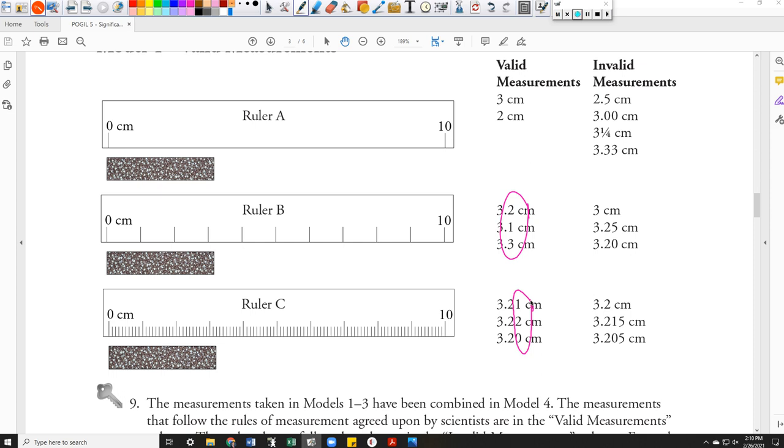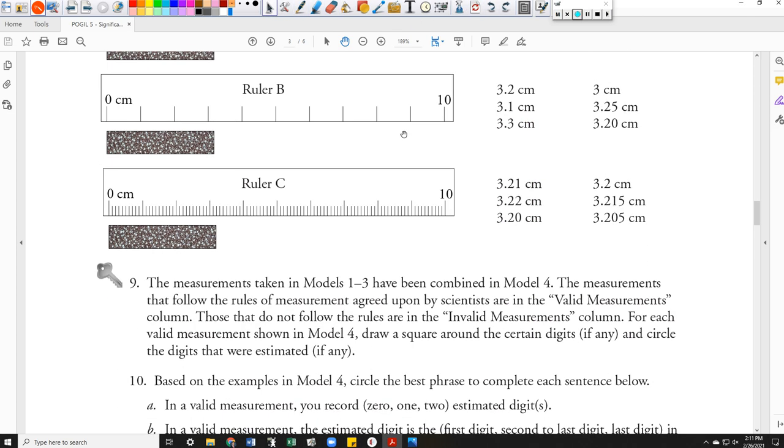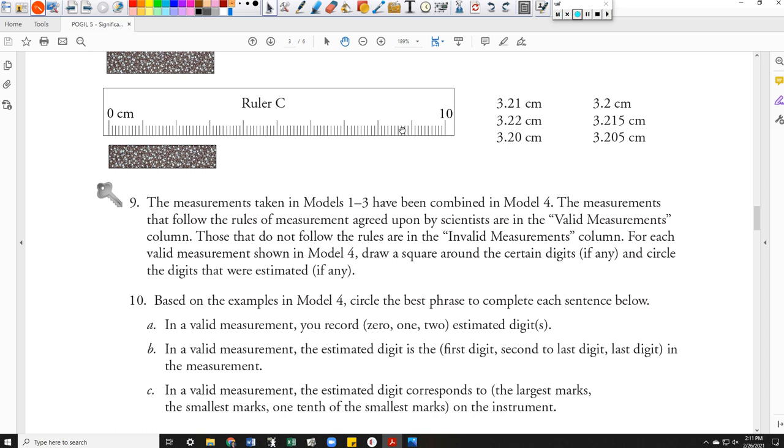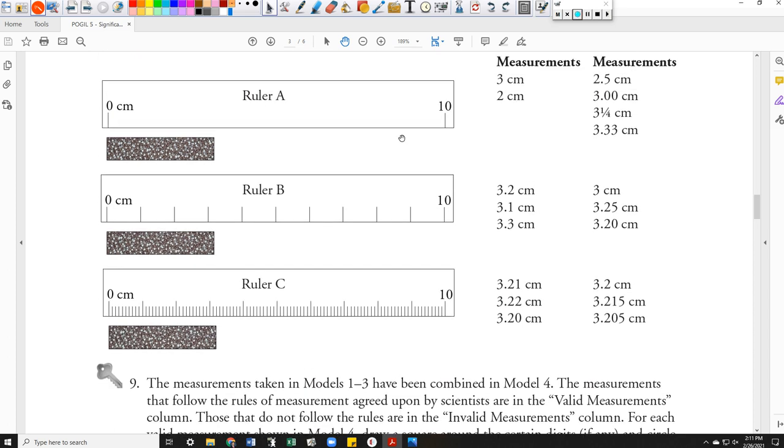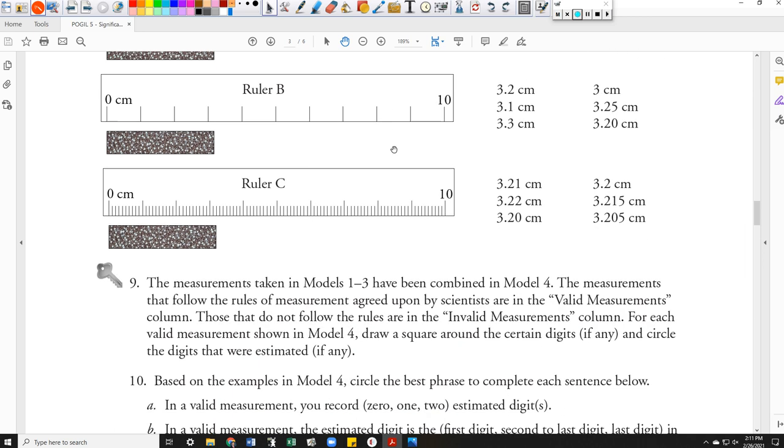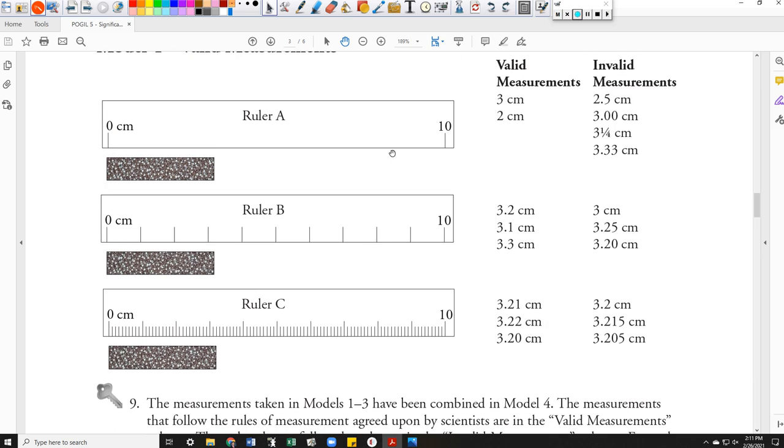At the very end, right? So you know, write down the values that you are sure of, and then go one more number. That's the important part. So write down the numbers you are sure of, and go one more number. So what they wanted you to do is draw a square around the certain digits. Which, would there be any squares in ruler A? No, because none of them are certain. And then circle any that were estimates. So what would you do in ruler A with the 3 and the 2?